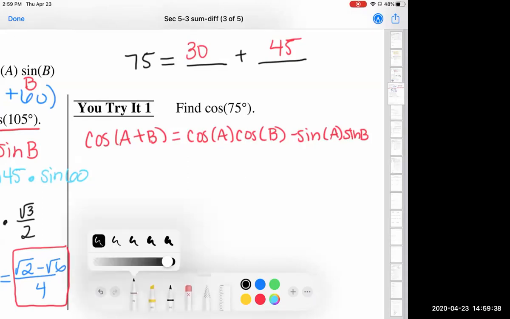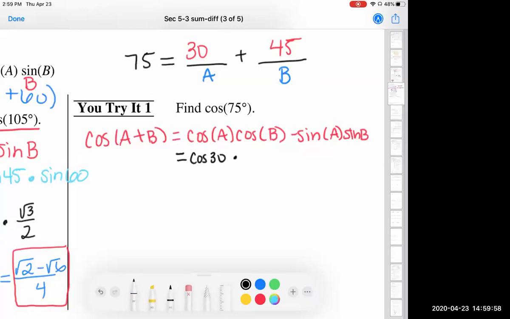Okay, so let's go ahead and work this out. We're saying that my A is going to be 30 and my B is going to be 45. Let's make that replacement, so that we have cosine of A, which is cosine of 30, times cosine of B, which is cosine of 45, minus sine of A, so sine of 30, times sine of B, sine of 45.